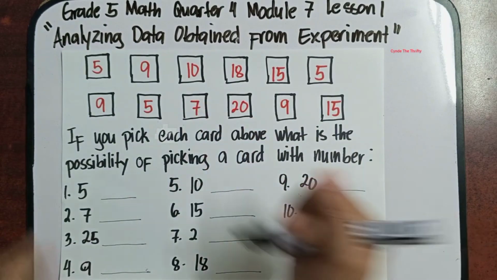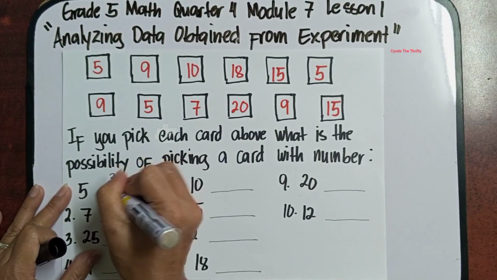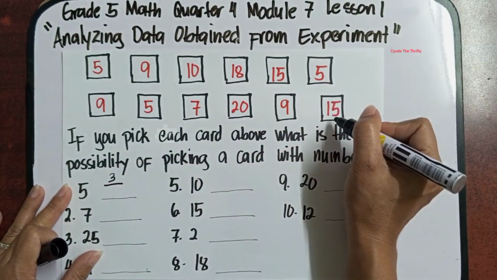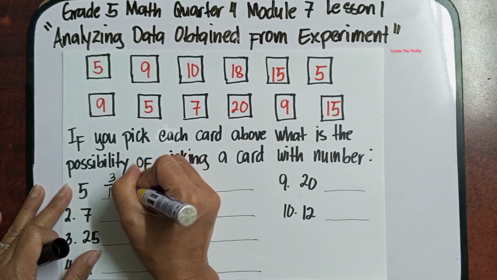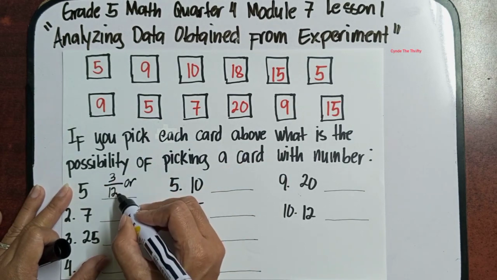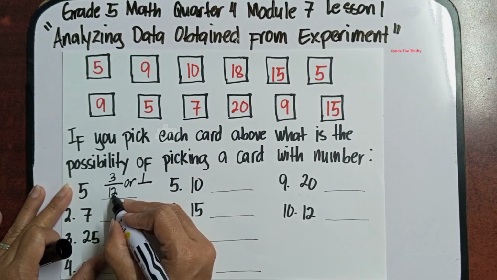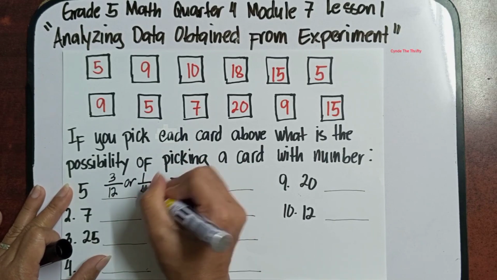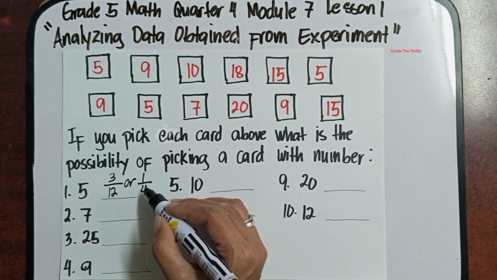So, ang sagot natin dito is ang ating favorable outcomes is 3 over, ilan lahat itong ating numbers? 12. So, 3 over 12 or i-reduce natin into lowest term. So, pwede silang ma-divide pareho sa 3. So, 3 divided by 3 is equal to 1 over 12 divided by 3 is equal to 4. So, ang sagot natin sa number 1 is 1/4 or 1 of 4.